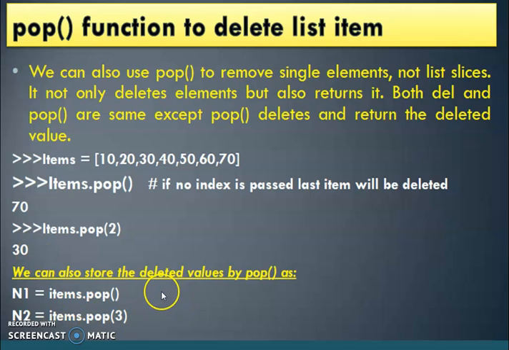Then we can also store the values deleted by pop. The deleted elements you can store in another variable by using an assignment statement. See here, n1 is equal to items.pop() means the last element will be deleted and that element will be stored in the variable n1. n2 is equal to items.pop(3) means the third element will be deleted and that element will be stored in the variable n2.